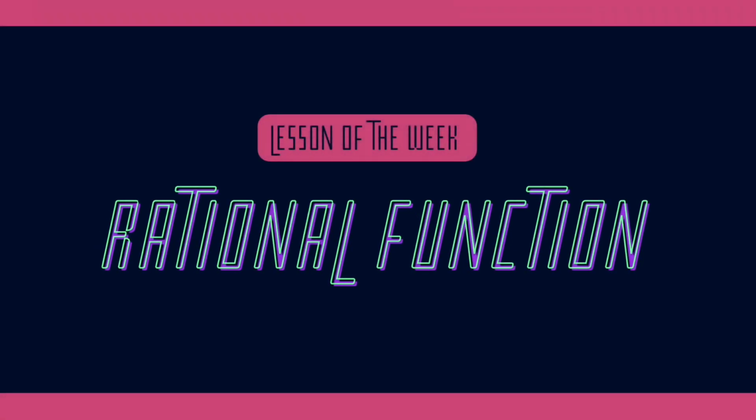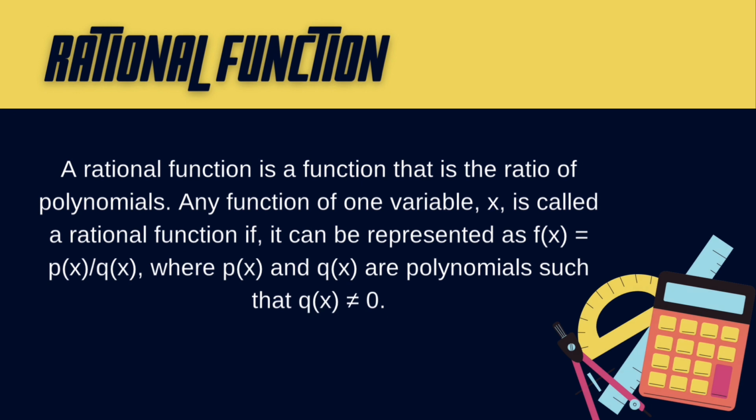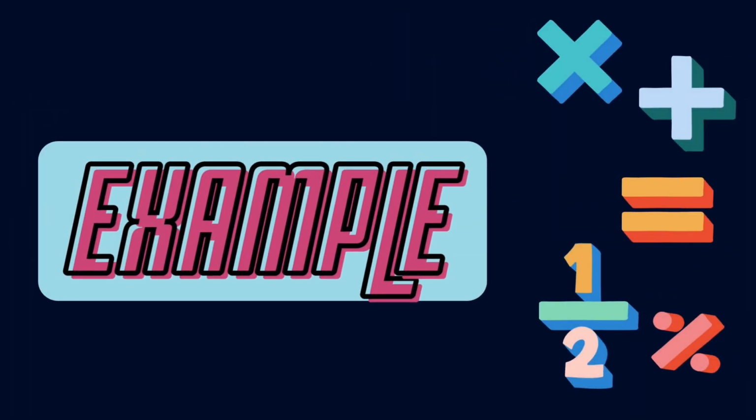For today's episode, our lesson is all about rational function. Let us define now a rational function. A rational function is a function that is the ratio of polynomials, and a function of one variable x is called a rational function. It can be represented as f of x equals p of x over q of x, where p of x and q of x are polynomials such that q of x is not equal to 0. So here is an example of a rational function in a real-life situation.